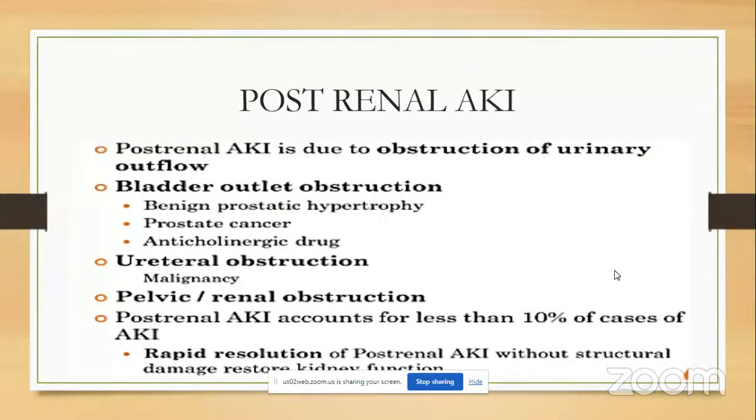In post-renal AKI, it is due to the obstruction of urinary outflow. The obstruction can be due to the bladder outlet obstruction, due to benign prostatic hypertrophy, prostate cancer, or anticholinergic drugs. And urethral obstruction can be due to the malignancy, and pelvic and renal obstruction. Post-renal AKI accounts for less than 10% of cases of AKI. Rapid resolution of post-renal AKI without structural damage can restore kidney function.